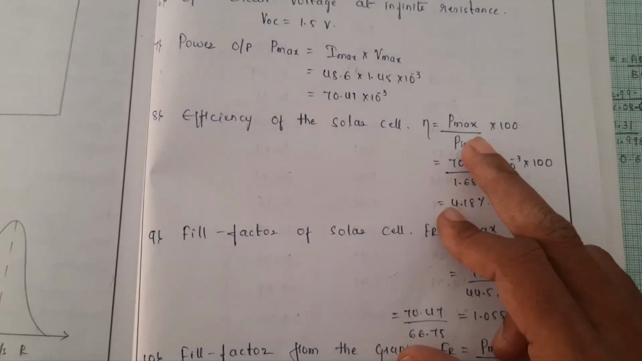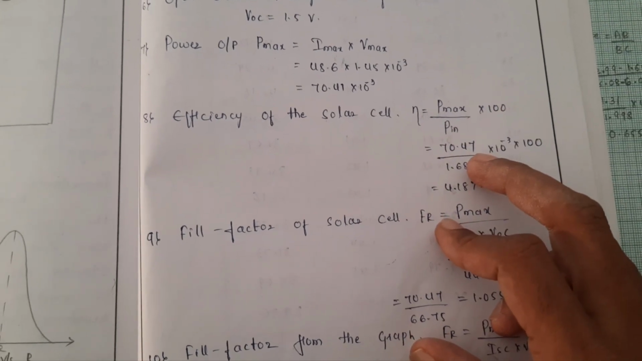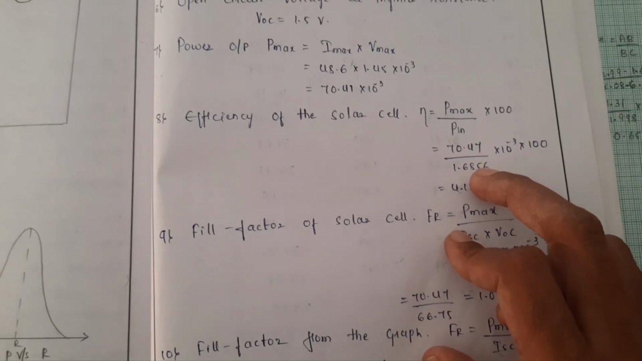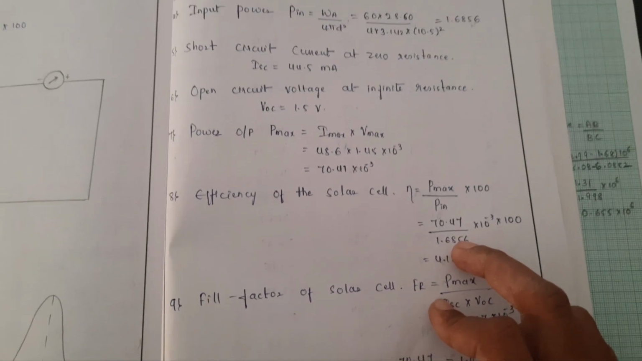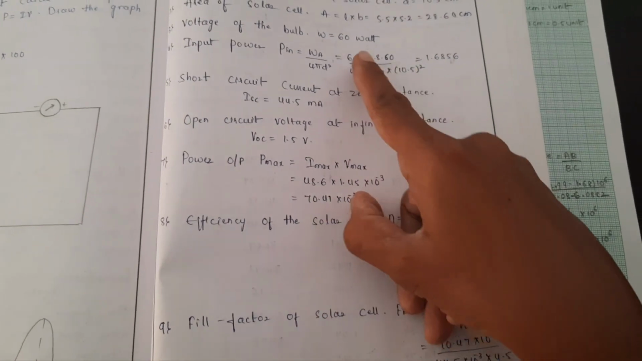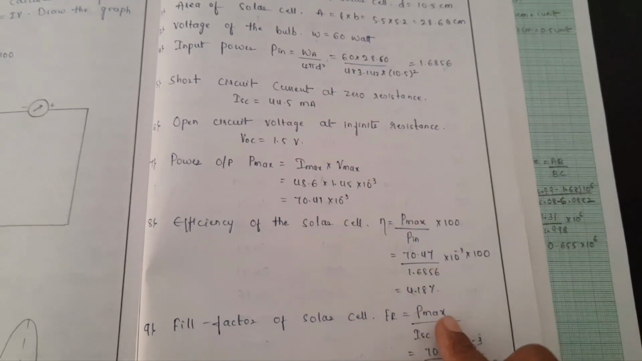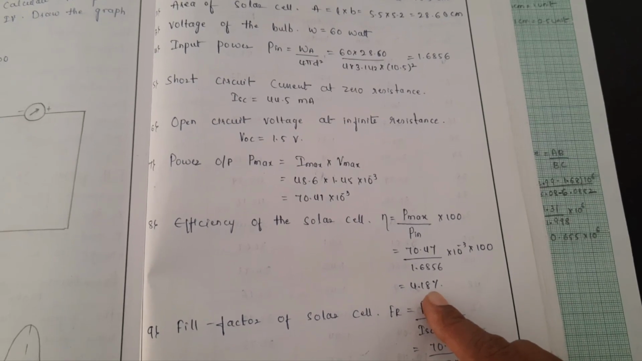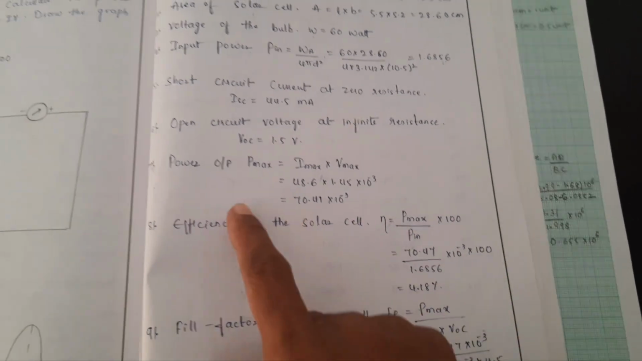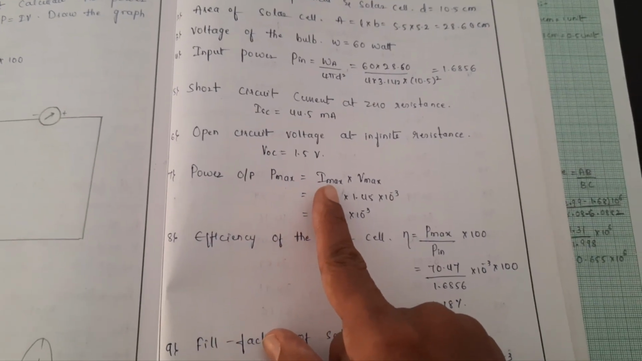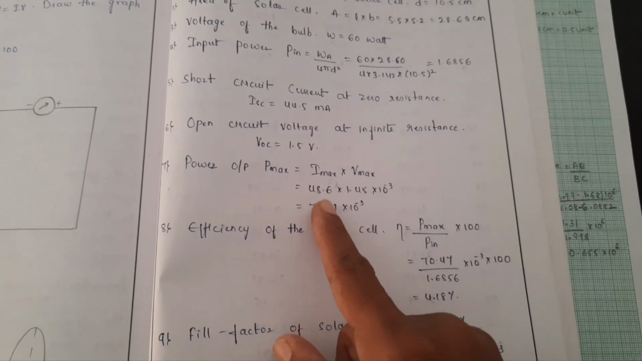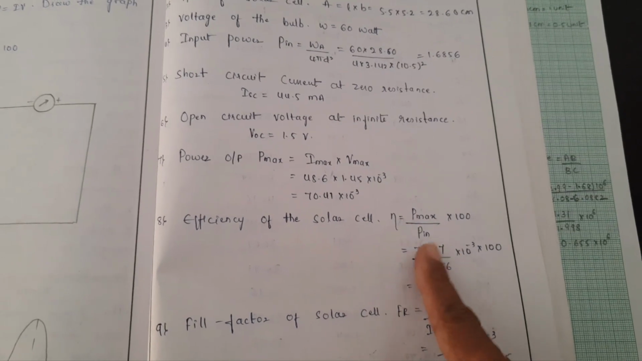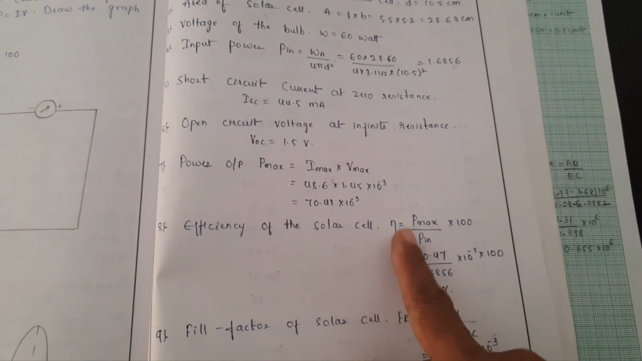So from the graph they got a maximum power of 17.47, and the input power that you have calculated from the 60 watt bulb, substitute here and you will get the efficiency. Okay, so maximum power from the graph is I max versus V max, maximum current into voltage. Just substitute in this formula to calculate efficiency.